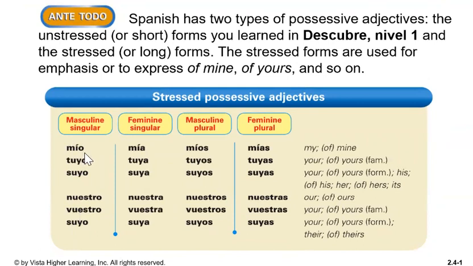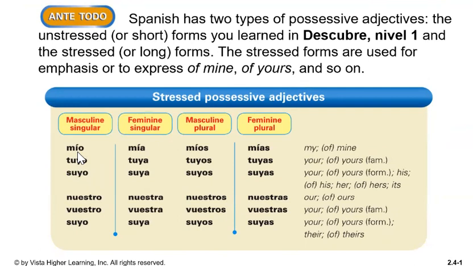We had mi before as the possessive adjective. And now here we have the stressed possessive adjective, mío. Now these are very similar. They're just used in different ways. We can do a little bit more with these types of possessive adjectives. So we're going to talk about another way to show possession, and it's got a little bit more uses to it.